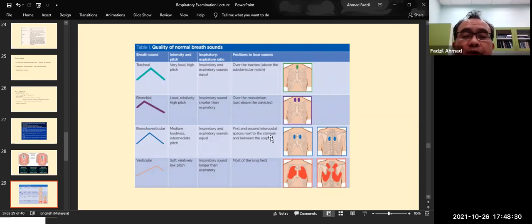Bronchovesicular sound, not far from the trachea, not far from the bigger airway, and then the vesicular sound, most of the lung field. But in small children, because the lung is small, the bronchovesicular sound can become dominant.